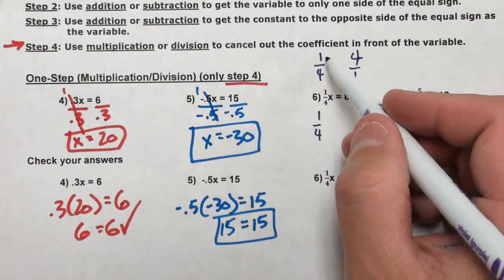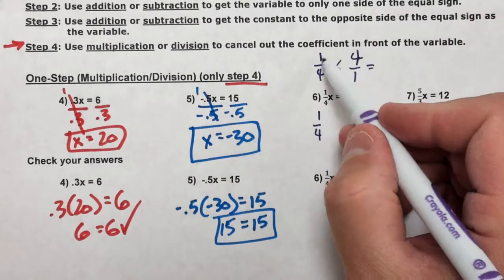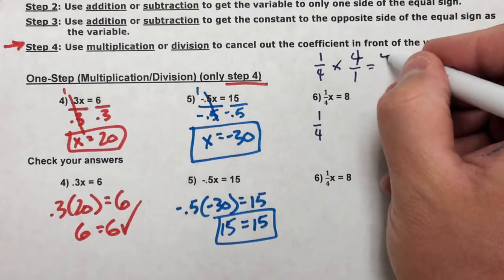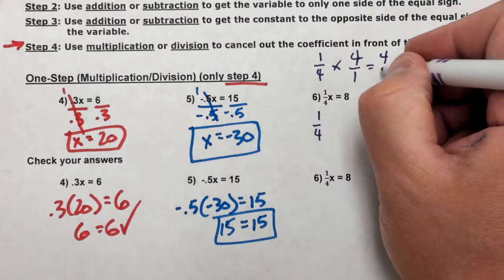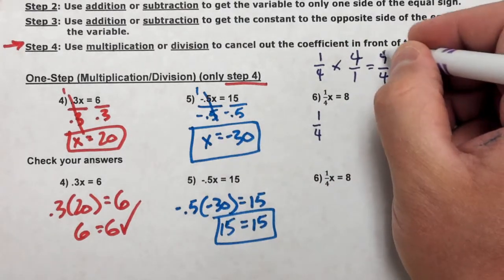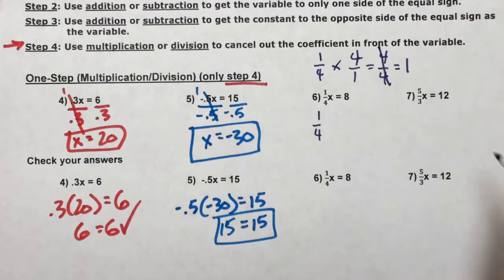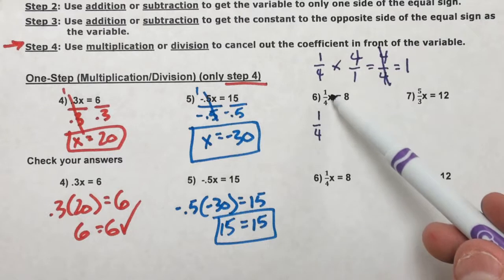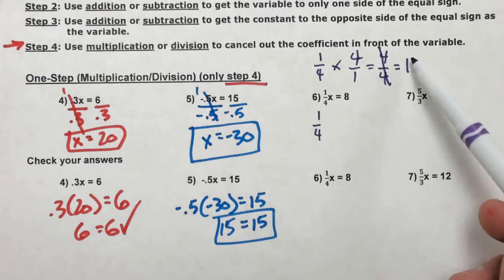And if you multiply a number by its reciprocal, what you do is you multiply the numerator by the numerator. So 1 times 4 is 4. And then the denominator by the denominator. So 4 times 1 is 4. And then notice what happens. Any number over itself equals 1. So whenever you multiply a fraction by its reciprocal, it essentially cancels out that fraction, giving you a 1.